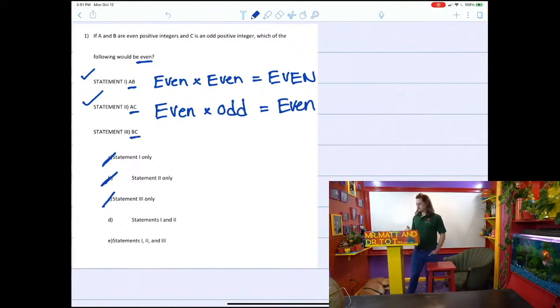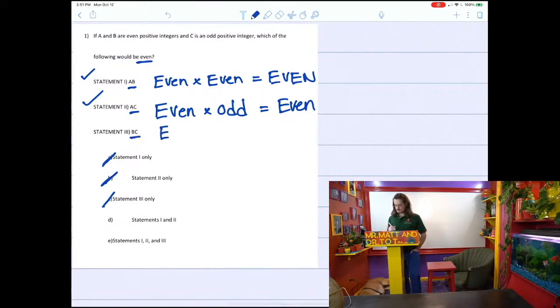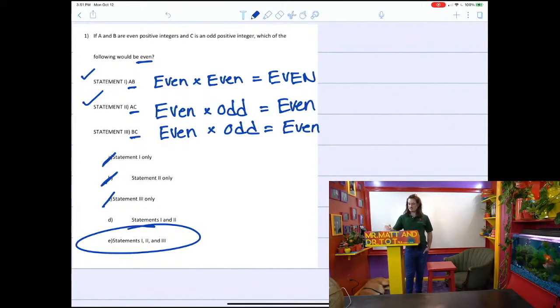Looking at statement number 3, b times c, is that even? So b is an even number, and c is an odd number. Again, we have an even times an odd, and that's going to result in an even number. Okay, so the answer to number 1 is statements 1, 2, and 3.